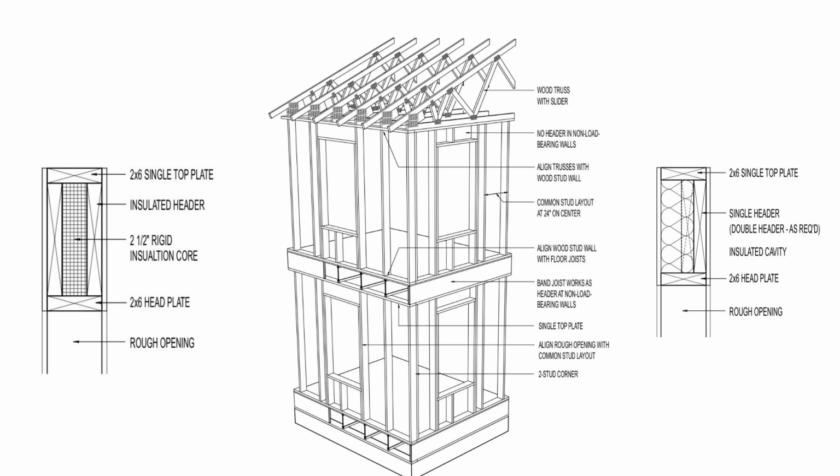Limit stud counts. Use no more than 1 pair of king studs and 1 pair of jack studs per opening. Install only the cripple studs necessary to maintain the standard stud spacing above or below the opening.